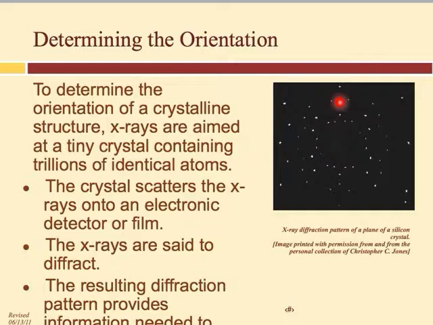So if we send an X-ray beam through crystalline silicon, it'll make a pattern. And if we rotate that crystalline silicon, it'll make a different pattern. So we'll be able to figure out what direction we're looking at. This one looks like we're looking at the 100.